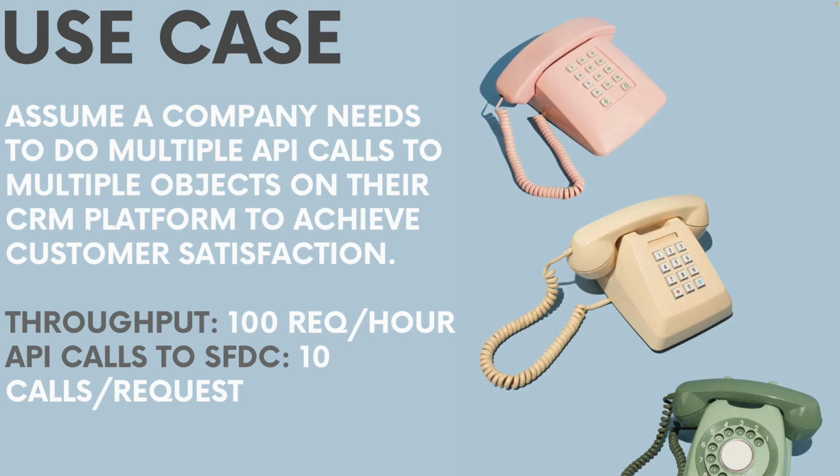Let us take a use case. Assume a company needs to do multiple API calls to multiple objects on their CRM platform to achieve customer satisfaction. In this case, we are using Salesforce as a CRM platform and MuleSoft as an integration platform. For example, we build an application in MuleSoft which receives 100 requests per hour. And in the MuleSoft application, we have multiple Salesforce connectors calling multiple Salesforce objects. Let's say we have 10 Salesforce connectors in MuleSoft application to update multiple objects. This means 100 requests will call Salesforce 1,000 times. There's gotta be a better way, right?